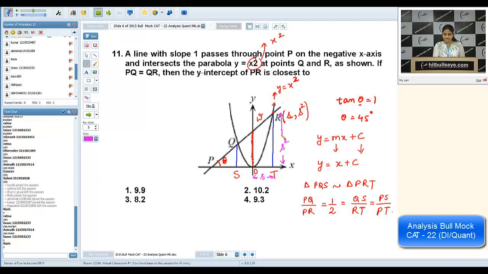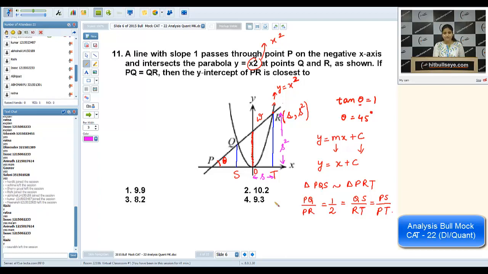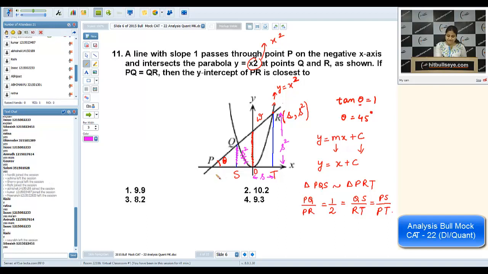Now if we take triangles PQS and PRT and apply similarity, of course the length of QS will be s square by 2 and the length of PS will be s by 2. Is it okay? Now if I take point Q and find its coordinates, obviously the y coordinate we can write as s square by 2, as the perpendicular length is s square by 2.